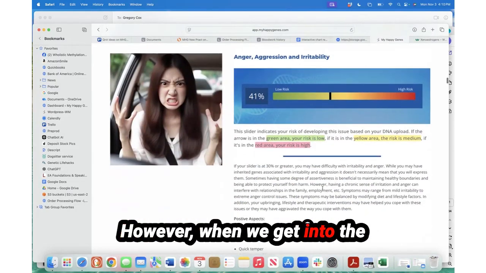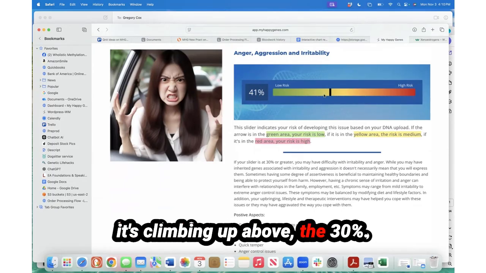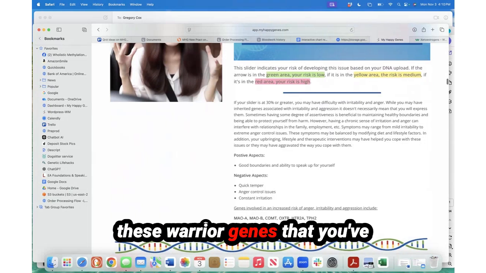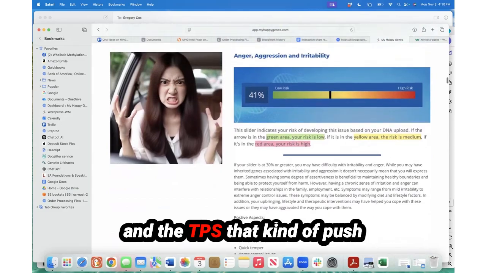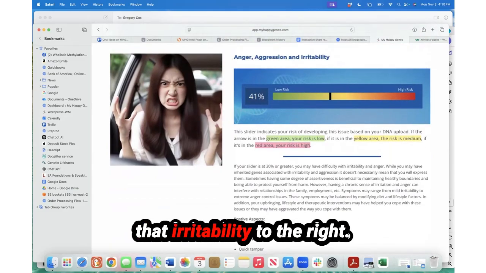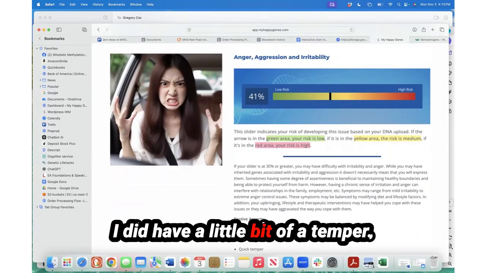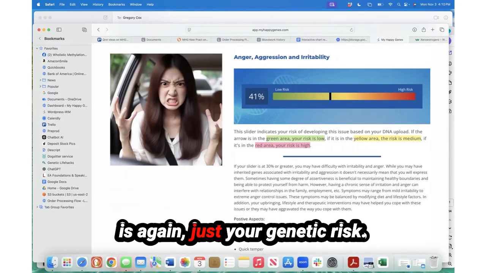However, when we get into the anger, aggression, and irritability, it's climbing up above the 30%. And so I inherited some of these warrior genes that you've heard me talk about, the MAOs and the TPHs that kind of push that irritability to the right. I have had moments in the past where I did have a little bit of a temper. But the interesting thing is, this is, again, just your genetic risk.